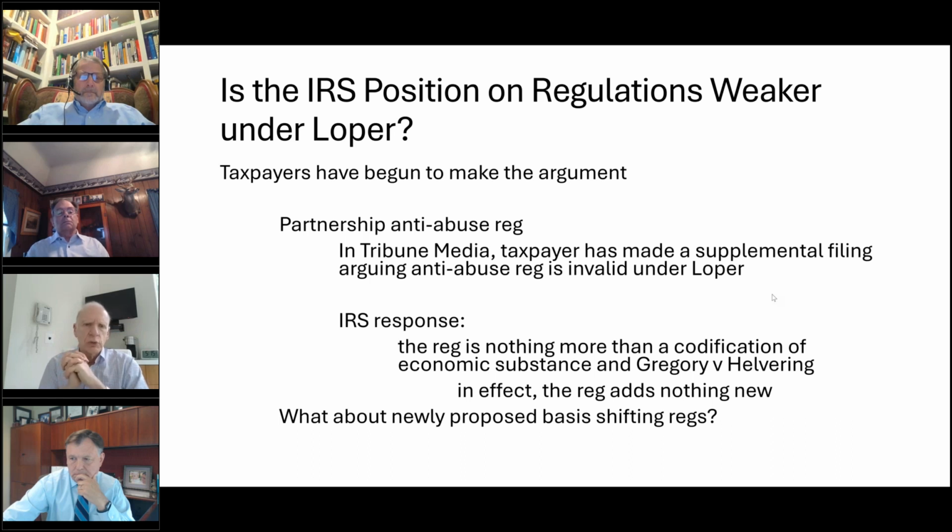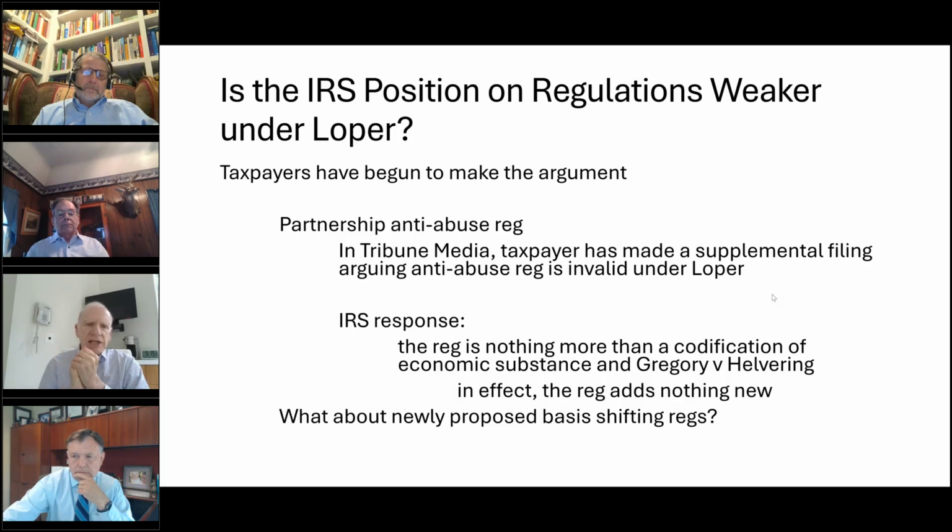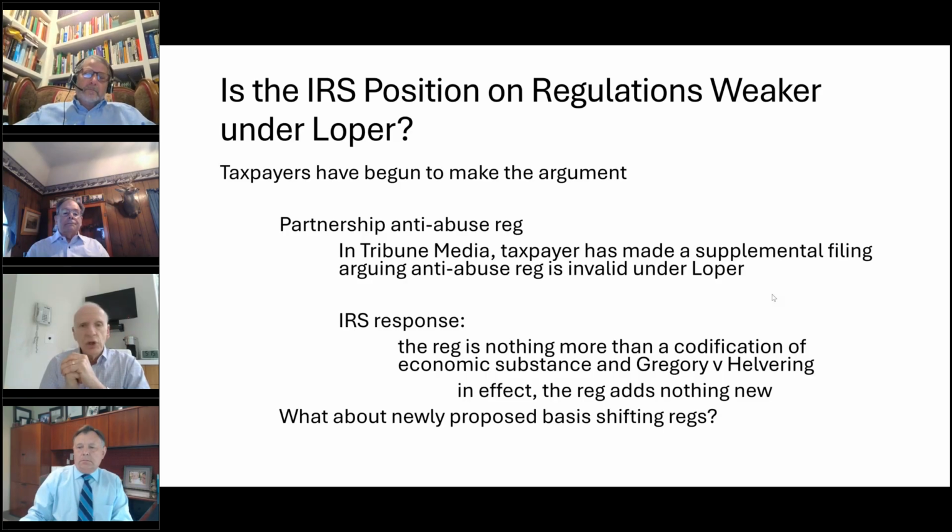Let me just go forward here so we don't eat up the time that's remaining. As I say on this slide, taxpayers have begun to make the argument that the IRS is in a weaker position, that these regulations now need to be looked at through Skidmore, not through Chevron. The IRS has a weaker hand.